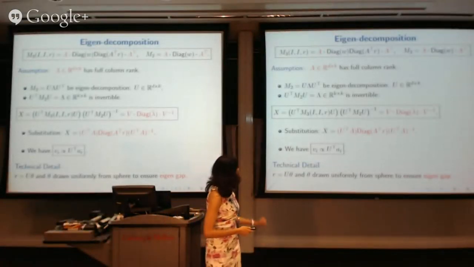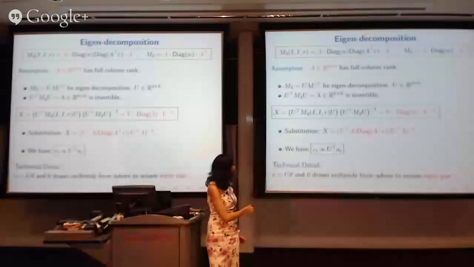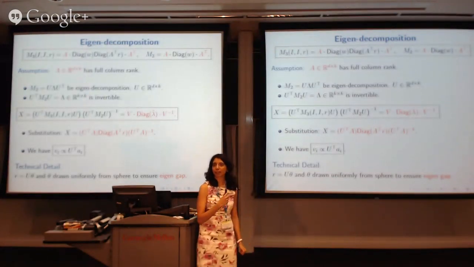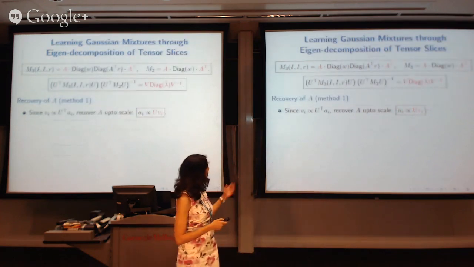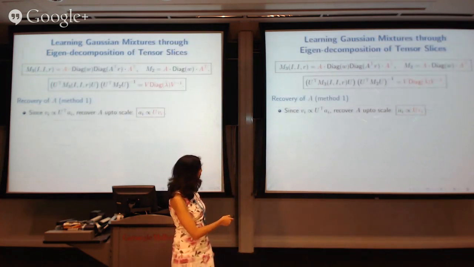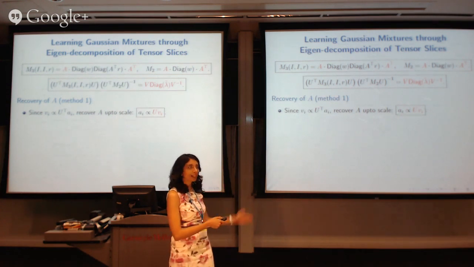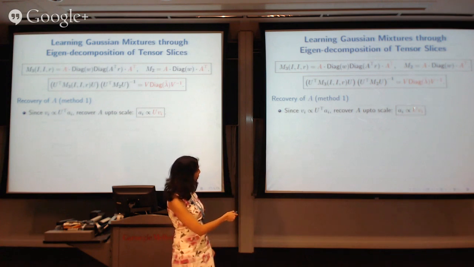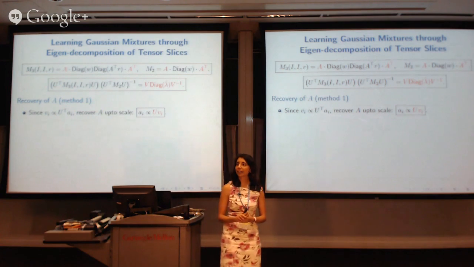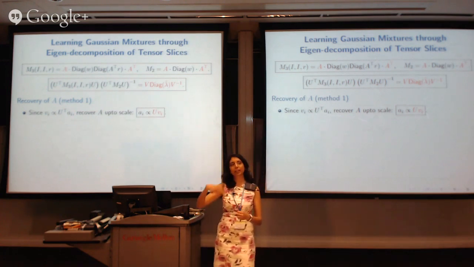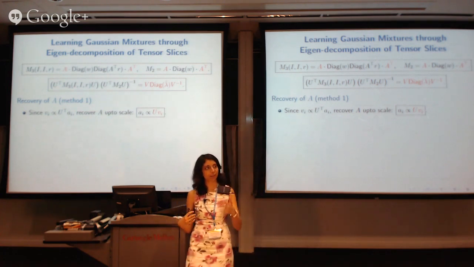But now the question is, how do I get the scale as well? Is that clear? We've taken these two slices, and if I don't care about the scale, I can just say that the mean vectors are, up to scale, U times these V_i. So I can get from these eigenvectors my component means, but up to the scale.